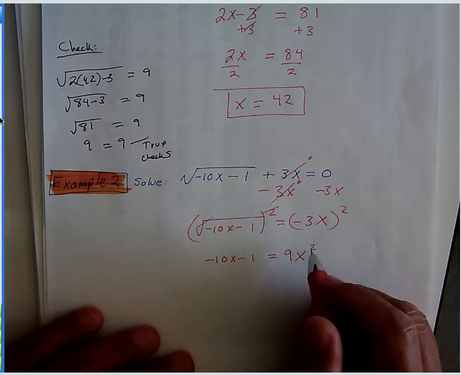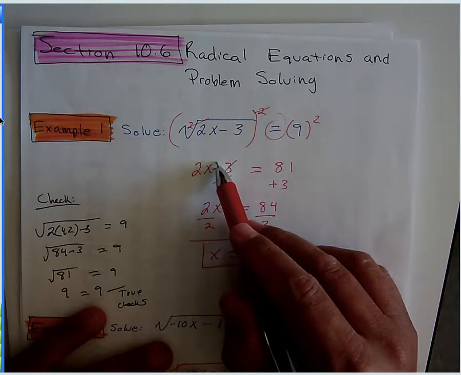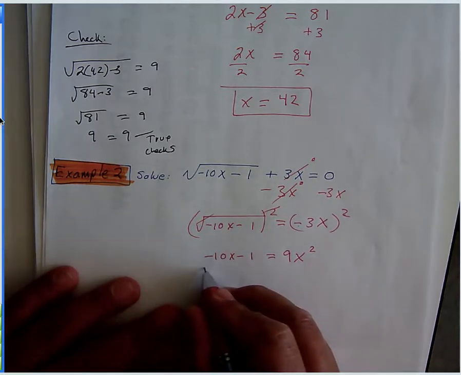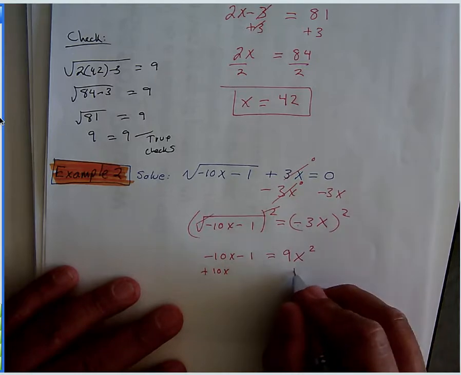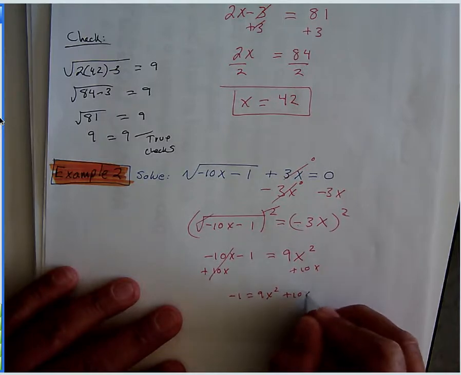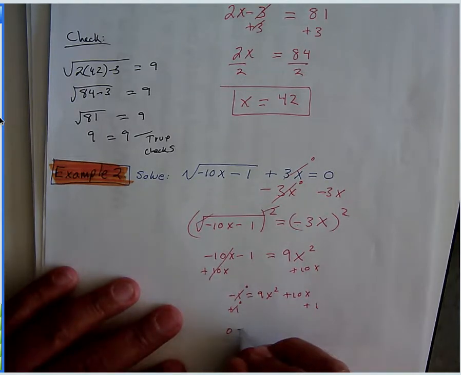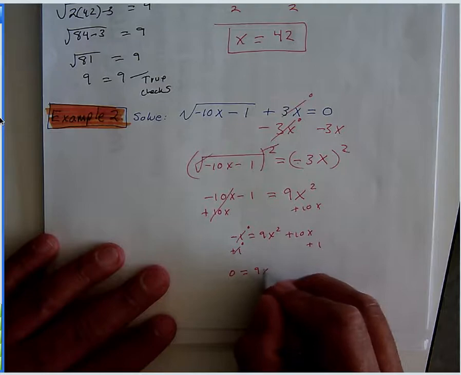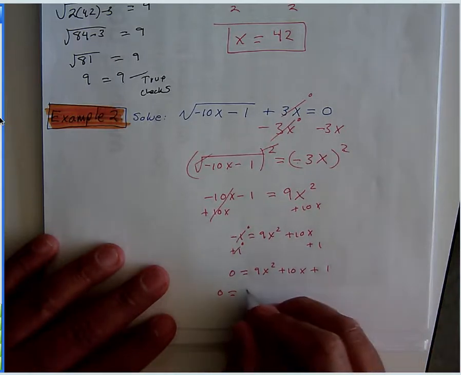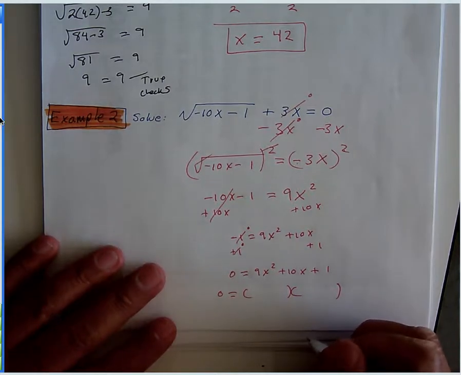So now we need to bring, because if you guys notice, this one didn't have a square, the x. This one does, so this one will become one of those quadratic equations. So negative 1 equals 9x squared plus 10x and then plus 1. So you're going to have 0 on one side. So 9x squared plus 10x plus 1. So here, this is a part where you're going to factor, remember that. So we're going to factor this.